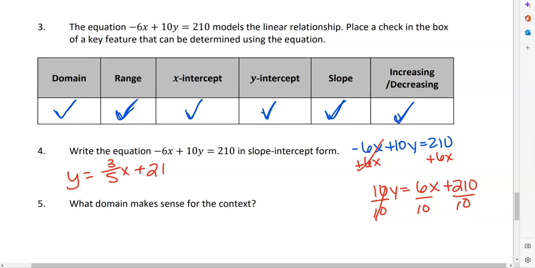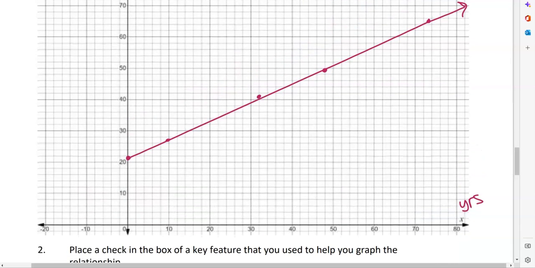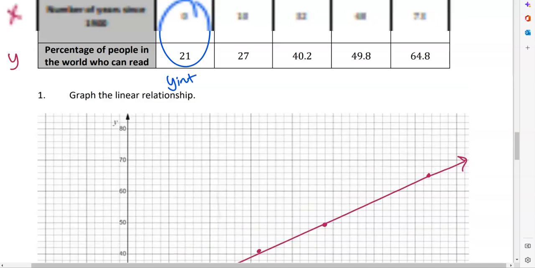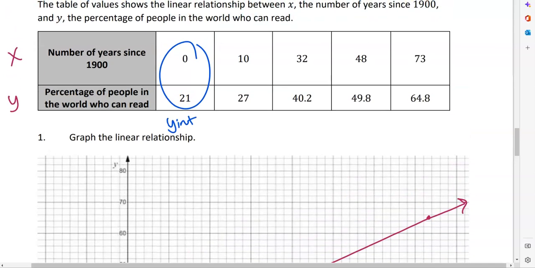What domain makes sense for the context? So my domain, remember, it's not all real numbers. What is it specifically for the context? Talk to your partner. All right, is domain x or y values? They are x values. And in this context, what did x values represent? What were they up here? They were years. Oh, number of years since the year 1900. Right? That's what x represented.